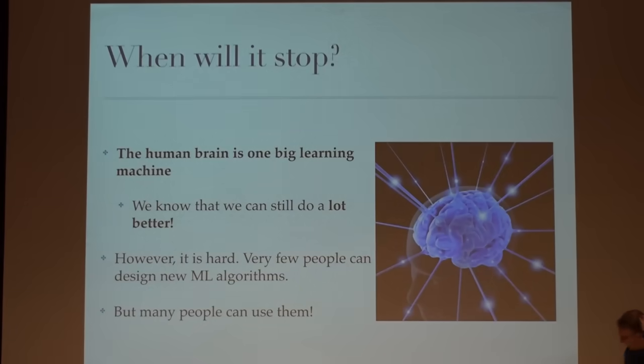When will it stop? We have this carrot dangling in front of us: the human brain. The human brain really is just a big computer, just with very different hardware. We know humans are really, really good at learning, and the principles are very similar, though the actual implementations of the algorithms are very different. But the good thing is, we know we're not even close to that, so we can't do much.